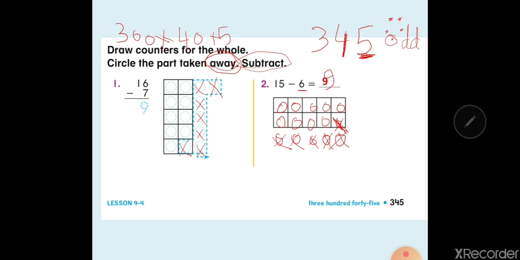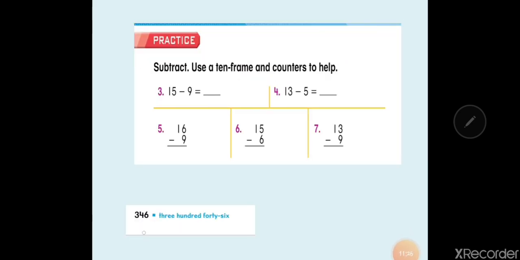Now please go to page 346. You know how to write 346, right? If you think about this number, is it odd or even? I have 6 here, so it's what? I can put them, sorry, in groups of 2. So my answer, they are even. Okay, let's get back to our lesson.